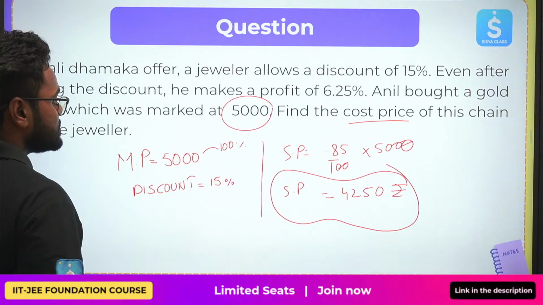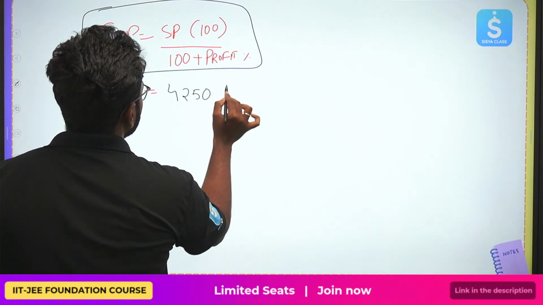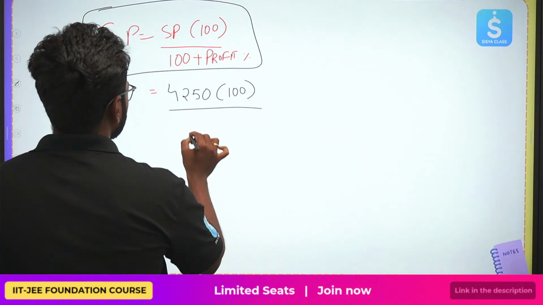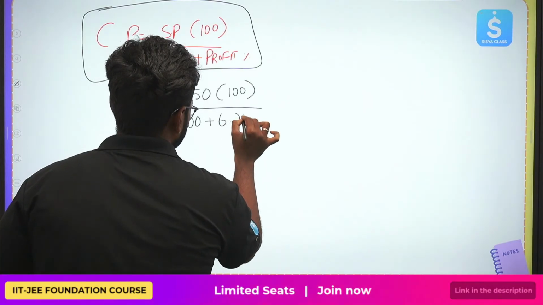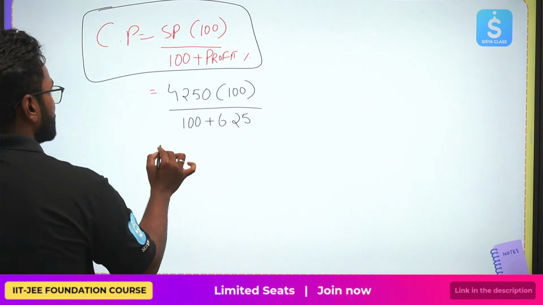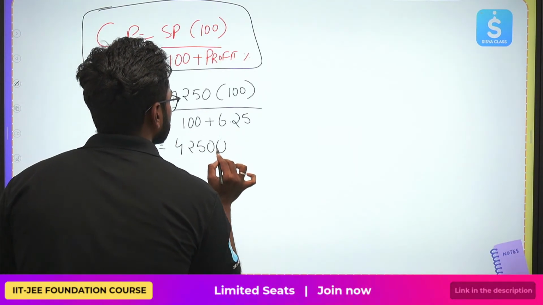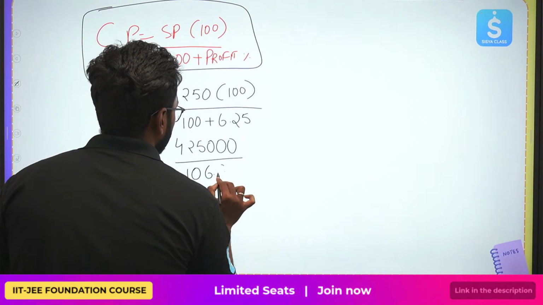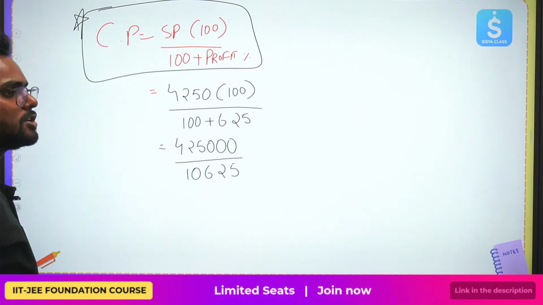What is the selling price? We have 4250 into 100, 100 plus profit percentage would be 6.25. Right, you understood till here? Okay, let's continue. This would be 425,000 upon 106.25. So this is a formula to be remembering, or you can directly use your logic, right?